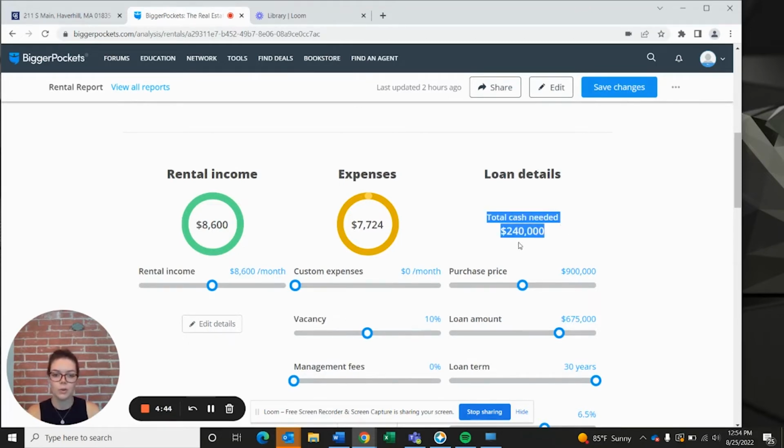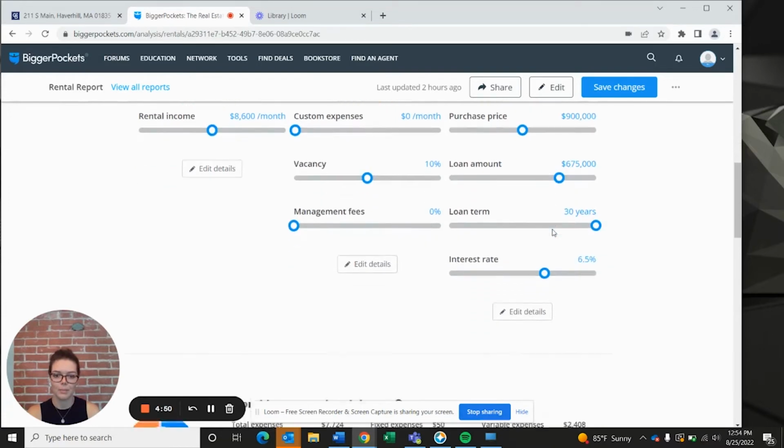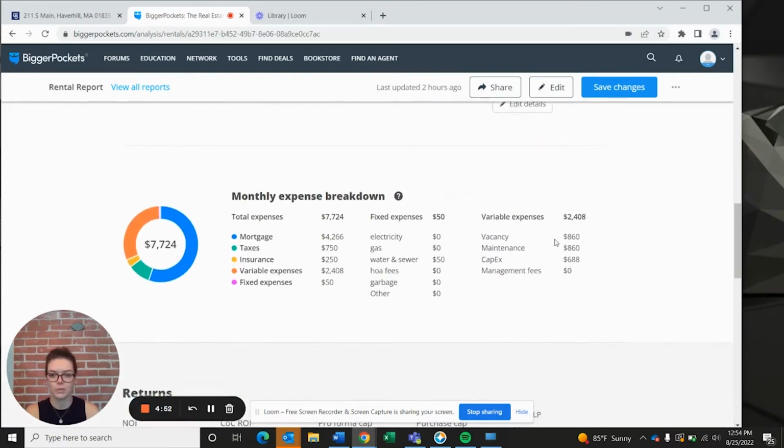Right now, this is $240,000. This includes our down payment as well as our closing costs and anything else that may come up that needs to be brought to the closing table. Now you can see our nice little pie chart of our monthly expenses breakdown.